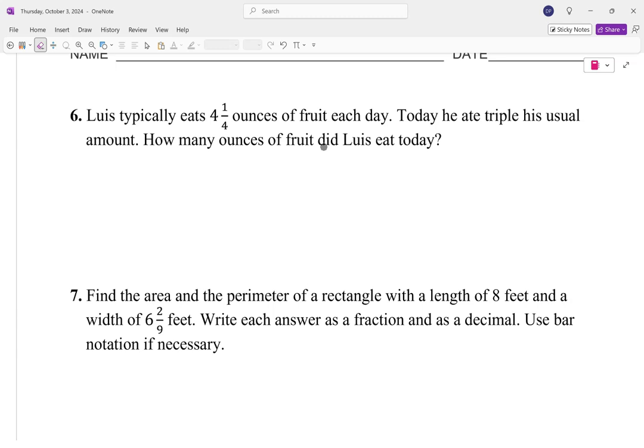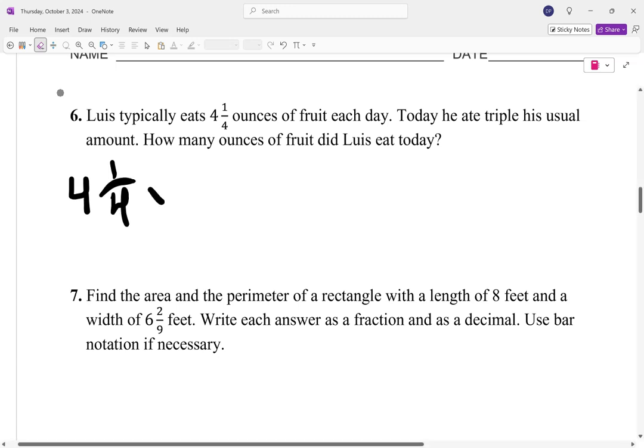Today he ate triple the fruit. So how do we do it? You have to first of all make 4 1/4 into an improper fraction. Well, yeah, we're going to do that later, but I would just write first the actual problem we're going to do, right? What operation is it? Add, subtract, multiply, or divide? So we would multiply 4 1/4 by 3 because he's eating triple the usual amount.